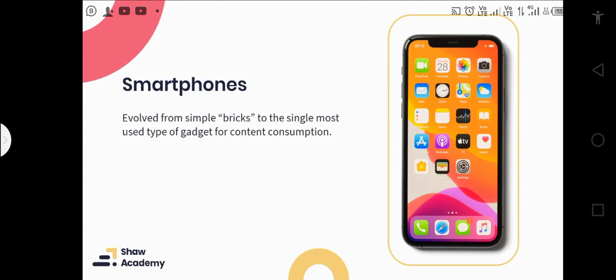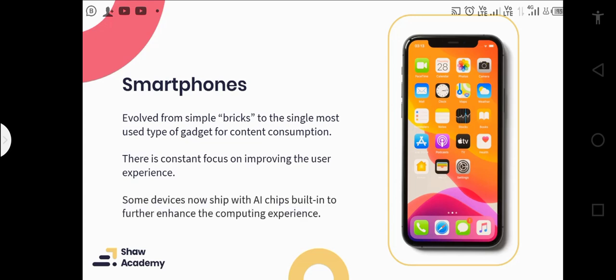Smartphones are the center of attention here. They evolved from being simple bricks that we used to call and text each other to being the single most used type of gadget for content consumption in the world. Programmers and businesses are constantly trying to find ways in which to enhance the user experience. Some phones now ship with artificial intelligence chips built in to further enhance the computing experience. Within a short space of time, the mobile phone has replaced a lot of other things that we used to carry around in our pockets.